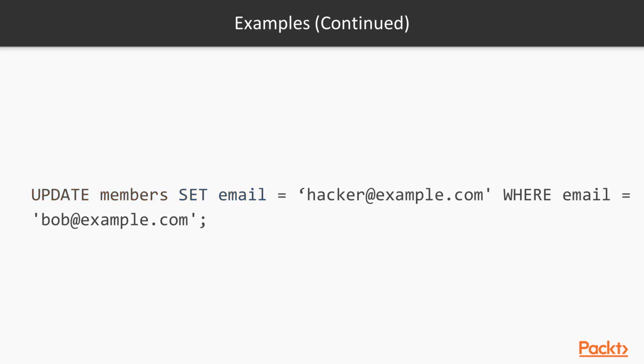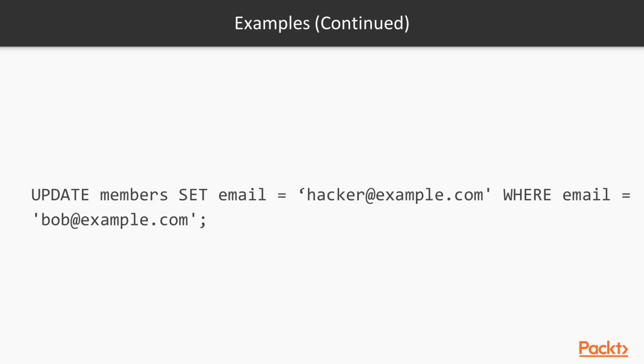So update is the command. Members is a table name. Set email, email is the column name. So set email equal to this where email is Bob. So where email is bob@example.com, please replace it with hacker@example.com, right? So this is a basic SQL query and the attacker can use it easily if your application is vulnerable to injection attack. So you have seen examples of where the attacker can insert it and what kind of queries the attacker can insert.